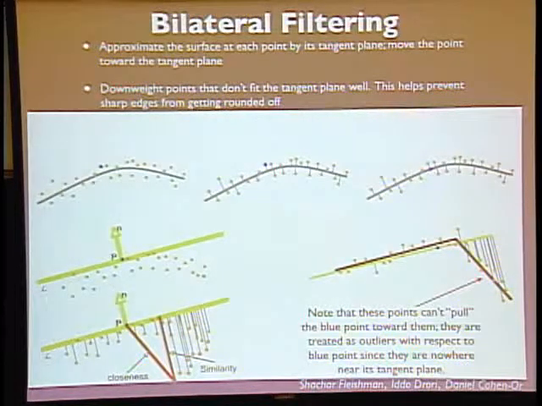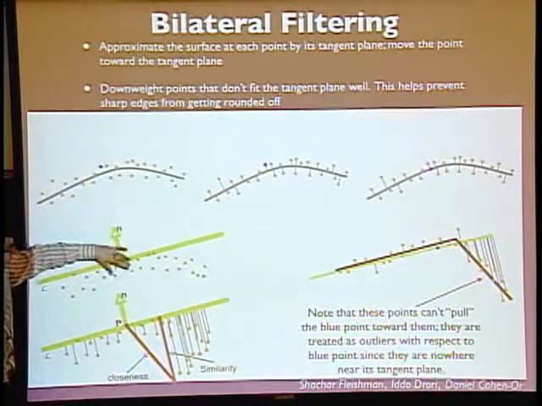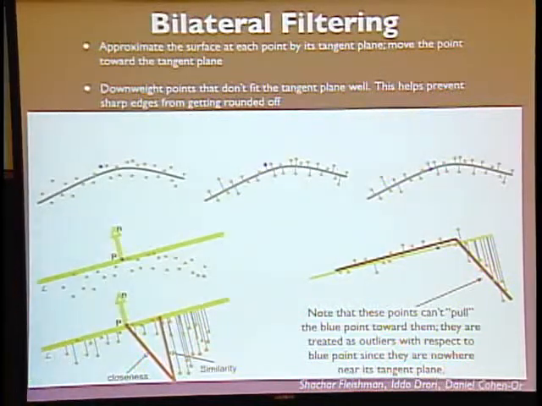So then the key question becomes, how do you estimate what that plane should be? And in this bilateral filtering approach, basically, all of the points that are in the neighborhood of this blue one sort of vote, or they give their opinion as to what the best locally planar approximation to the surface should be.